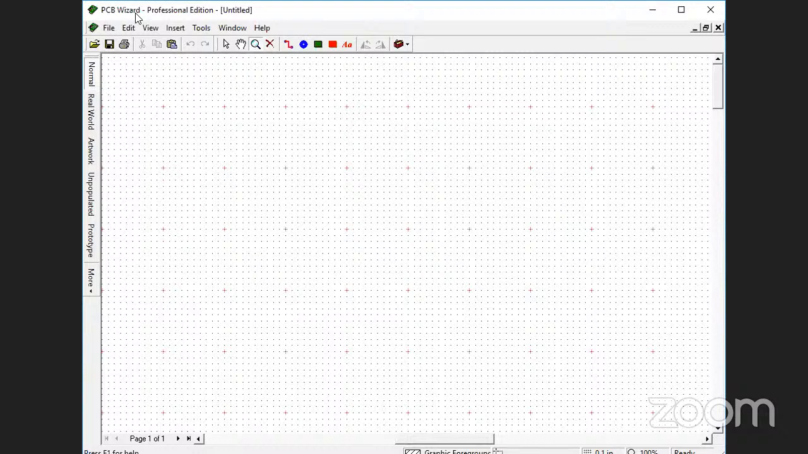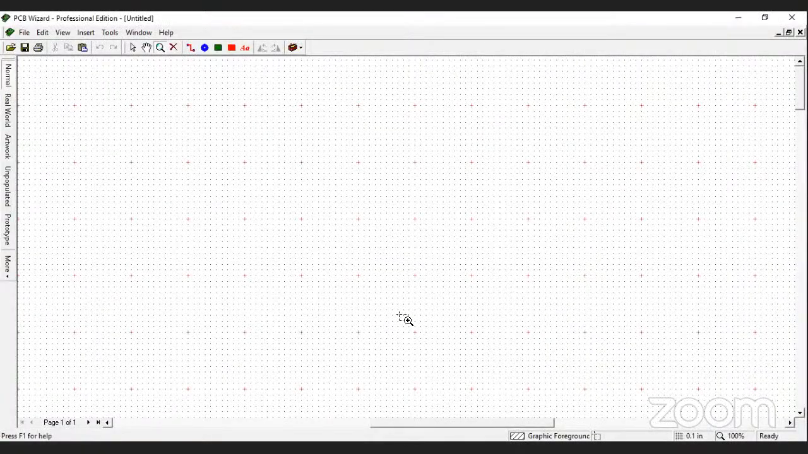This is the name of the software. You can note it down: PCB Wizard Professional Edition, right? So I have opened a blank window of this. This is called the workspace for me. It has certain grids also, right? You can follow my pointer while working with this, so that you will understand what is happening in this particular software and how to work with it, right?